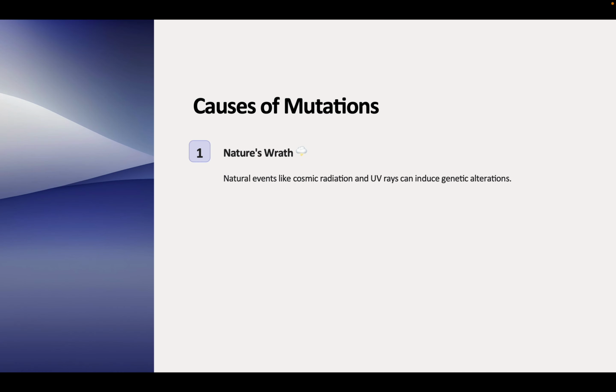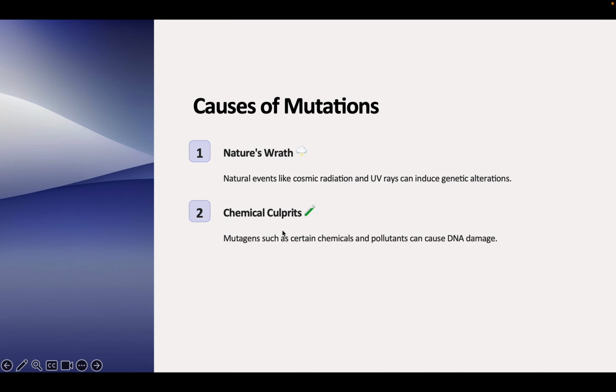And so there are different causes of the mutation. One is the natural cause, like UV radiation and different cosmic radiation, different types of radiation. It can induce genetic alteration. So these are the natural mutations that happen in nature. It can also be caused by some chemicals or pollutants that cause DNA damage.